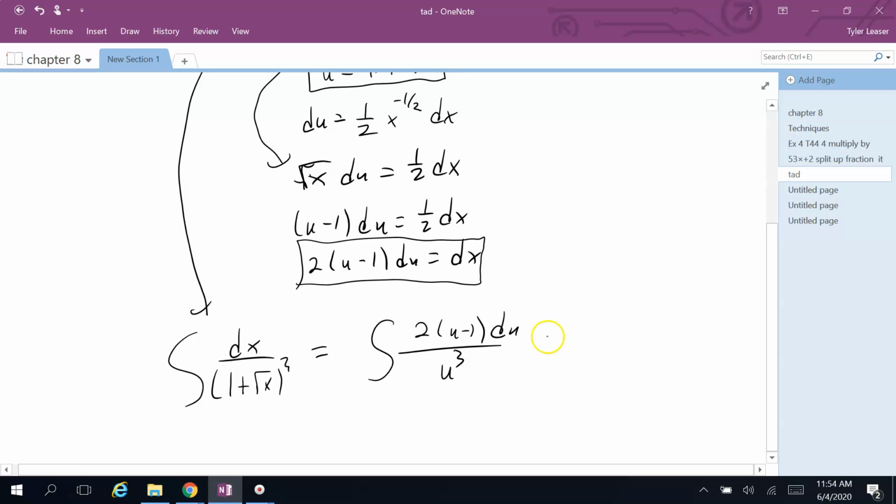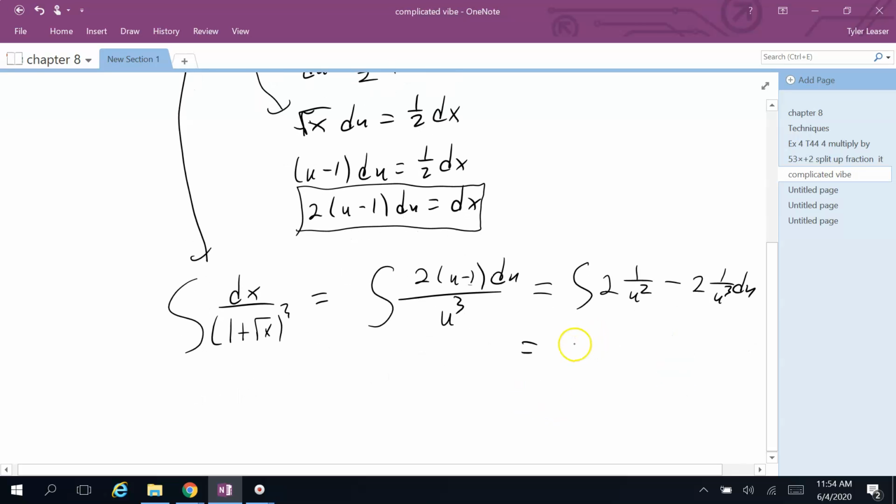Now we're going to use the technique we just did in the last problem, where I have 2 terms up top and a single term on the bottom. So I'm going to break this up into 2 separate things. I have 2u divided by u cubed, which is going to be 2 and then 1 over u squared. Minus, that 2 is going to be distributed onto this 1, and then I have 2, and then the 1 over u cubed du. Or, if you don't like having the u's on the bottom there, you can think of this as the integral of 2u to the negative 2 minus 2u to the negative 3. So that's just moving the u's up to the numerator with positive exponents.